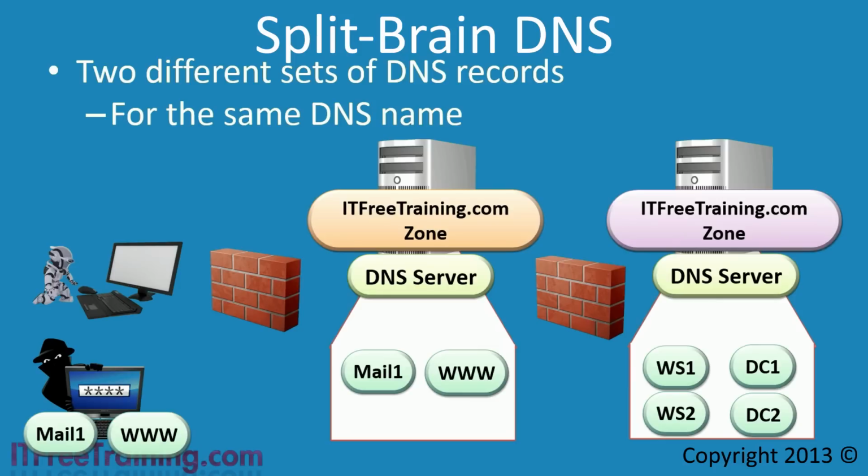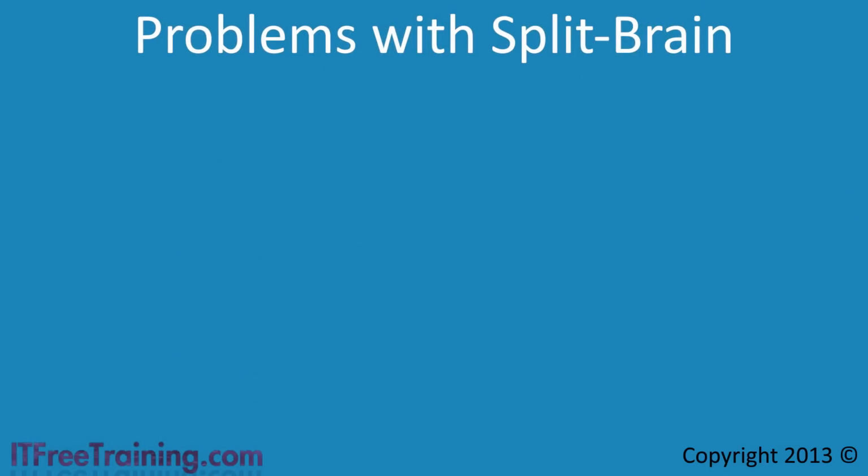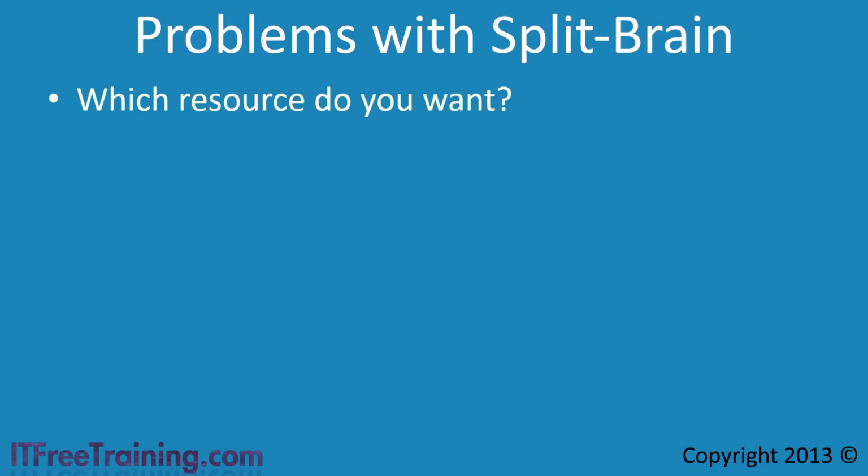You can see that using a split brain reduces the complexity for the user, as they are now only dealing with one DNS name, but we will soon see how it can increase the complexity for the administrator. The main problems that you will see are determining which resources the user wants and directing them to the right one.